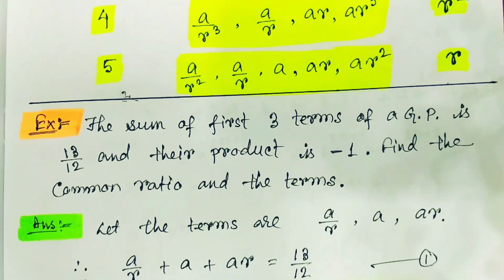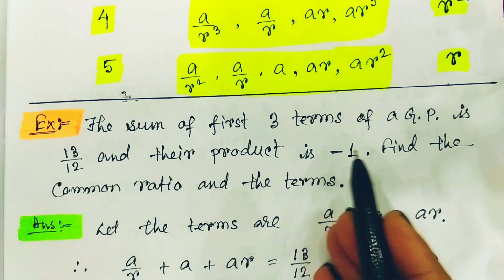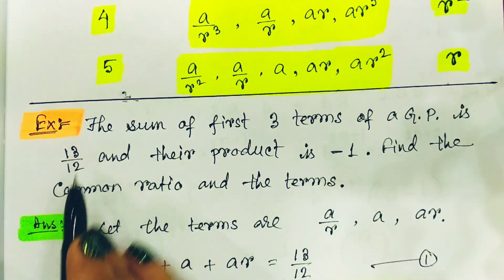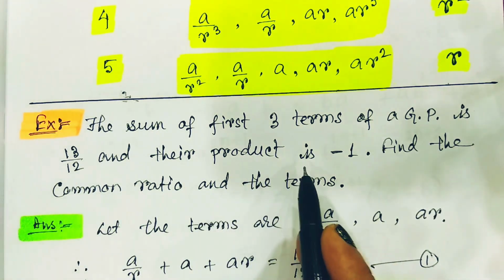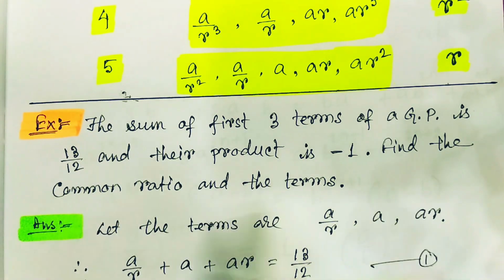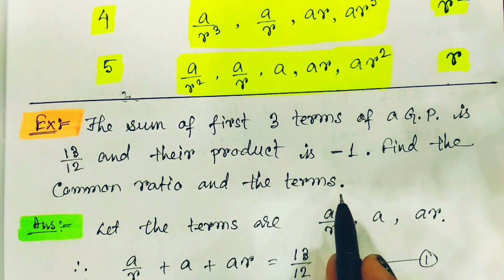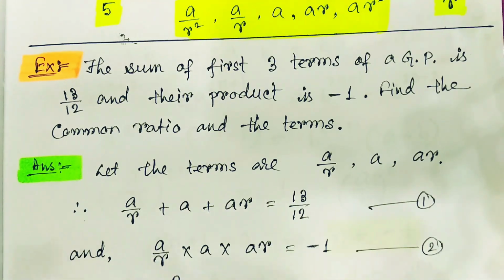So for example, the sum of the first 3 terms of a GP is 13 by 12 and their product is given as minus 1. Find the common ratio of the terms. So if these 3 terms are like this one, then it is given that the sum of these 3 terms is 13 by 12 and their product is minus 1.